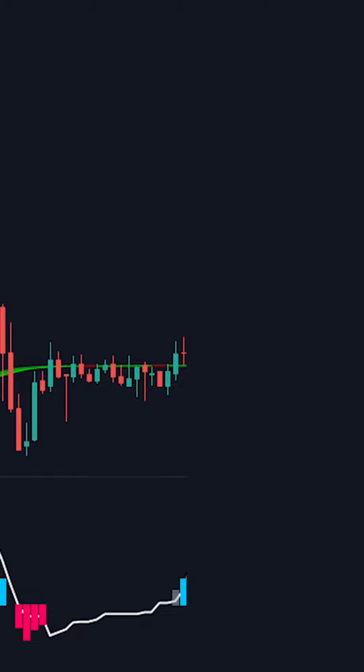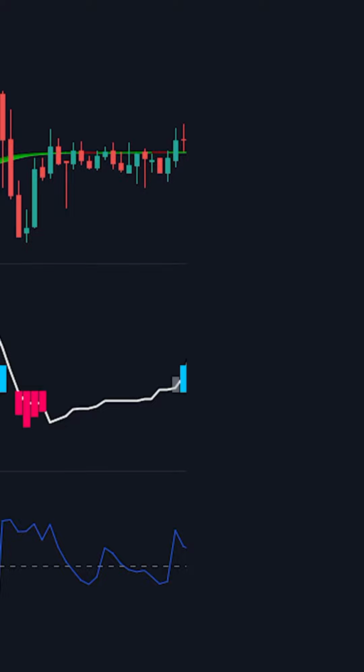The rules to this strategy are simple. First, make sure there's a blue histogram on the QQE mod. Next, make sure the Hall Sweep indicator line is green and price must be above it, like it is here. Then we need sufficient volume in the market, so the volume oscillator must be above the dotted line. If all these rules are met, enter a trade.